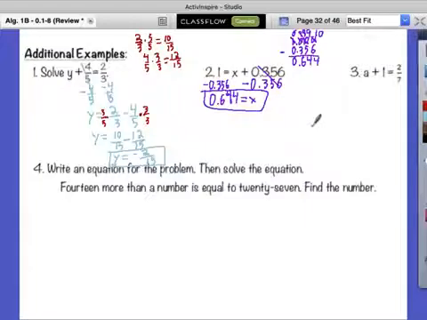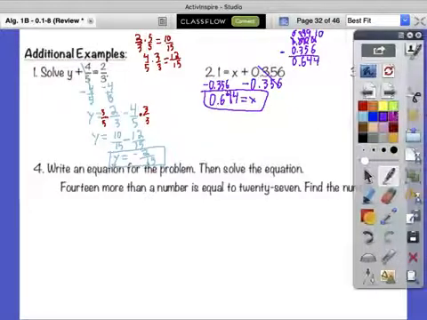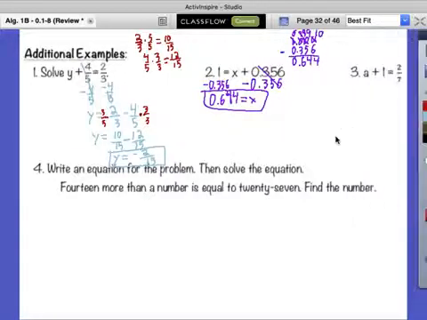Okay. So decimals and fractions, are they impossible for us to do? No. Is it a little more work sometimes? Yeah, it's a little more work, but we can still do it. Okay. Let's look at number 3. a plus 1 equals 2 sevenths.